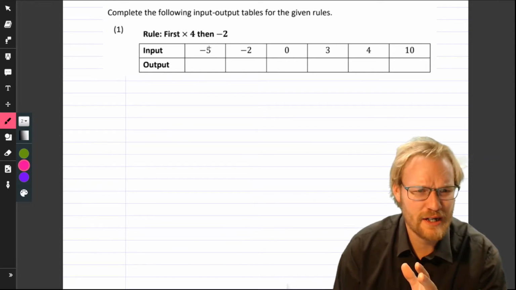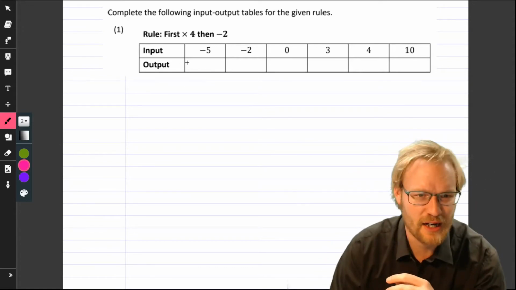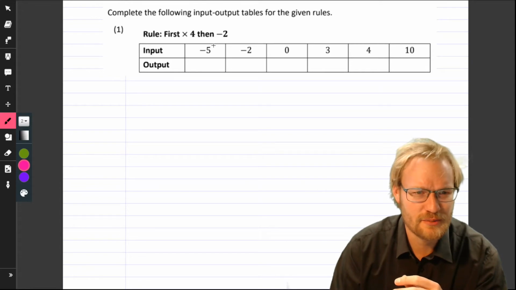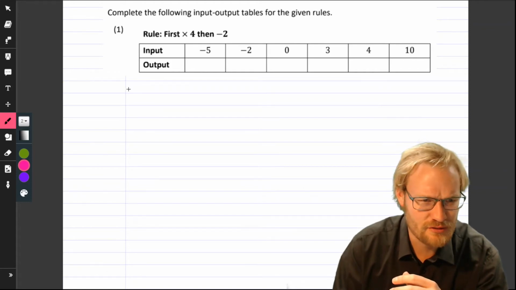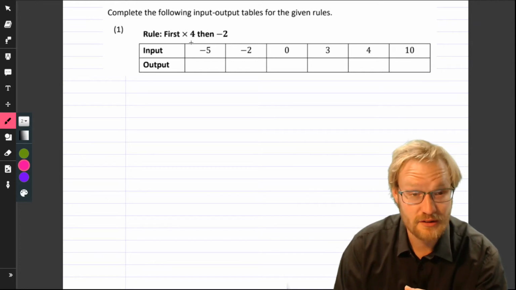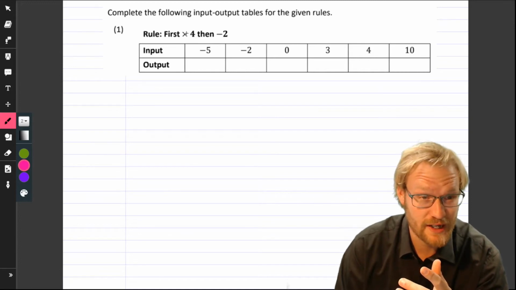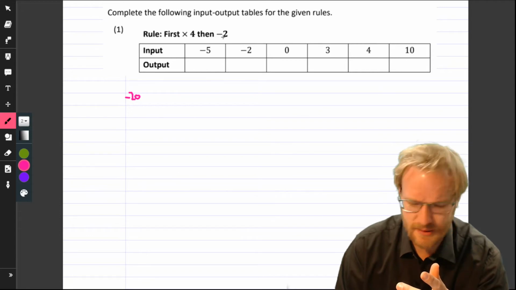So we've got an input of -5. What is our output? Well, we need our rule. Remember, we've got an input, we apply some rule to it, and we get an output. So our input is -5. It says first multiply by 4, then subtract 2. So -5 times 4: negative times a positive is negative, 5 times 4 is 20. So we're on -20 so far. Just writing down some scribbles. And then we're going to subtract 2.